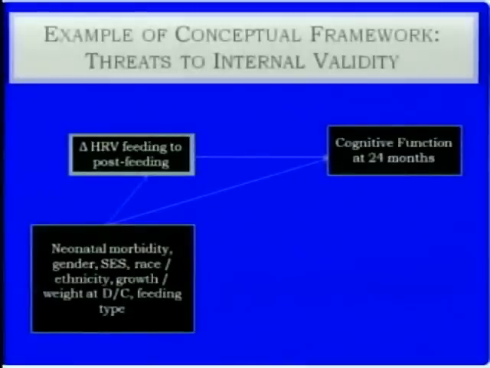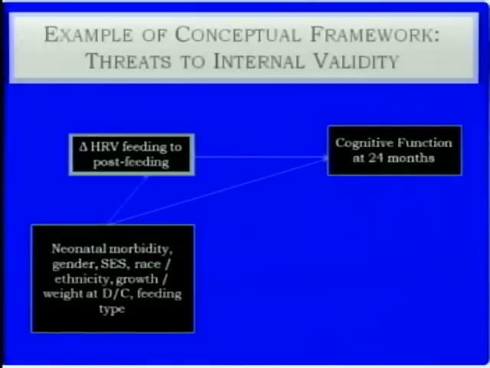So again, this is what our conceptual model was looking at. Our main exposure was the change in heart rate variability post-feeding, and our main dependent variable outcome measure was cognitive function at 24 months post-term. All of these measures that I'm going to show you are going to be adjusted for prematurity.